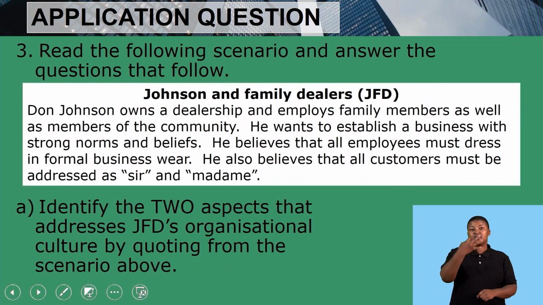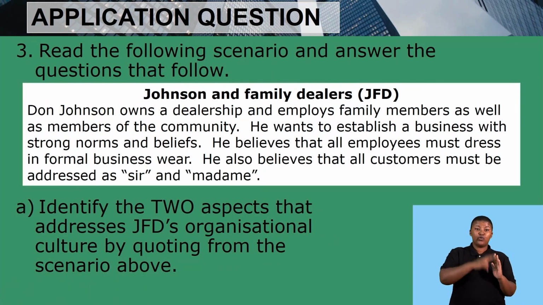Our third question for today then is read the following scenario and answer the questions that follow. Johnson and Family Dealers, or JFD. Don Johnson owns a dealership and employs family members as well as members of the community. He wants to establish a business with strong norms and beliefs. He believes that all employees must dress in formal business wear. He also believes that all customers must be addressed as Sir and Madam.